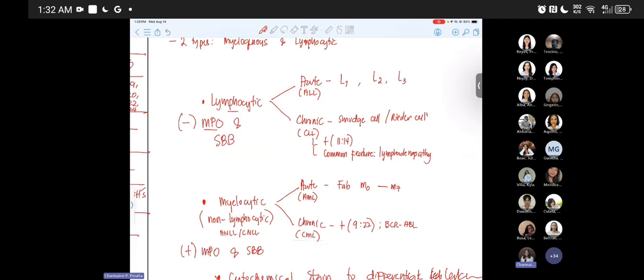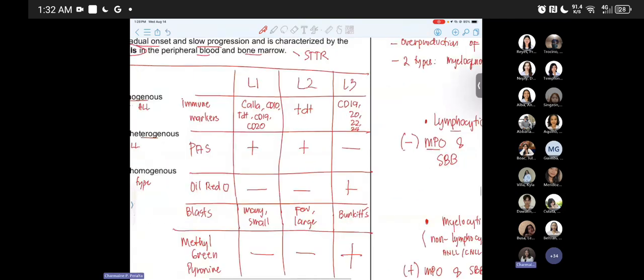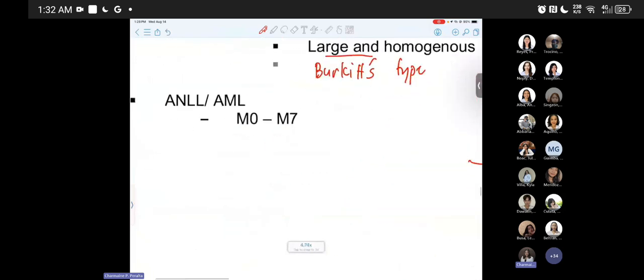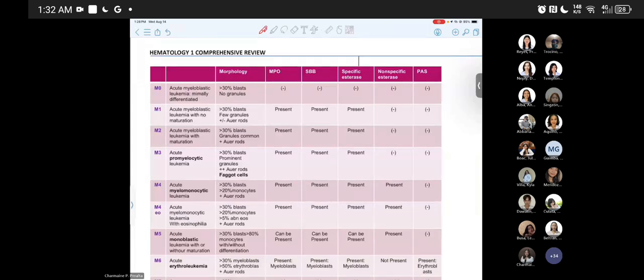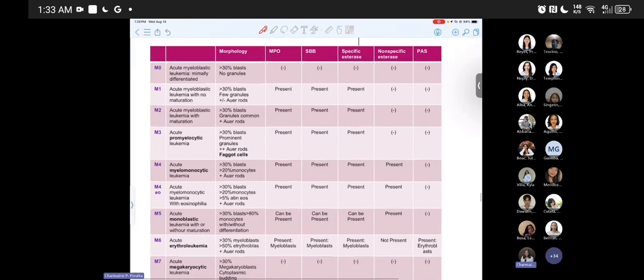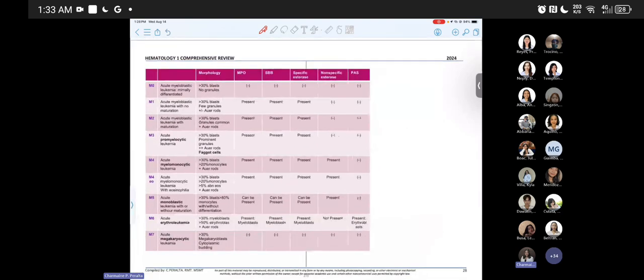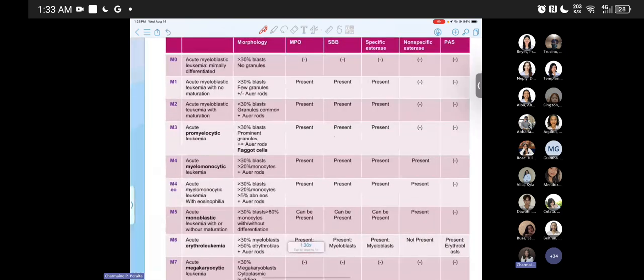Next, let's proceed sa myelocytic leukemia, acute or chronic. Unahin na natin si acute. So may kita nyo dyan, ANLL or AML, acute non-lymphocytic leukemia, or acute myelocytic leukemia, or acute myelogenous leukemia. All of those are the same. So sa FAB classification, we have M0 to M7. Ito yung table na yun. Excuse me. So we have M0 to M7. Ito yung FAB classification of acute myelogenous leukemia.